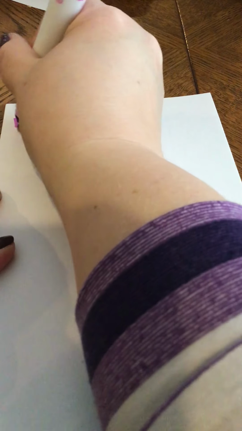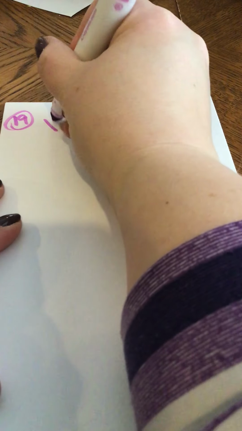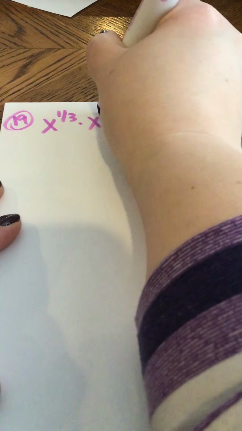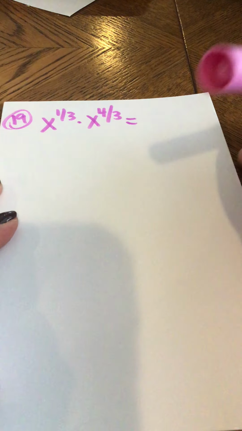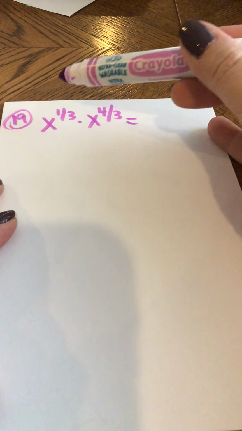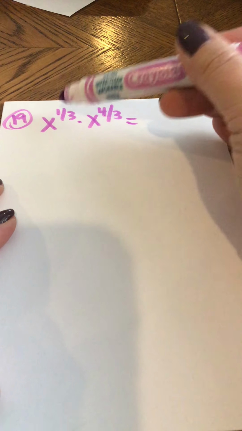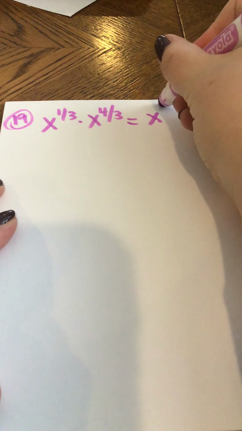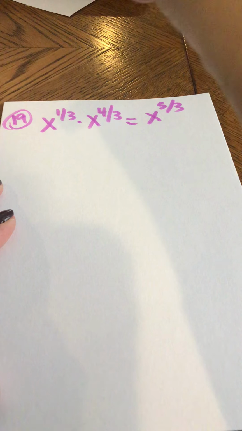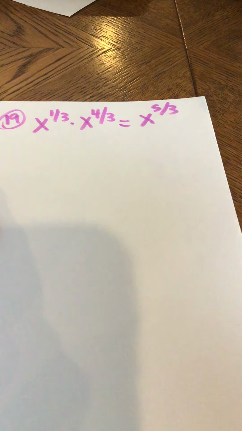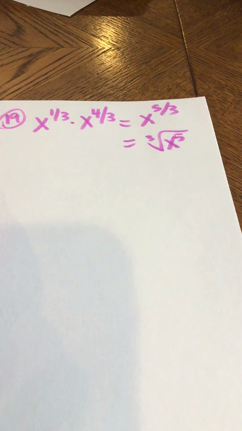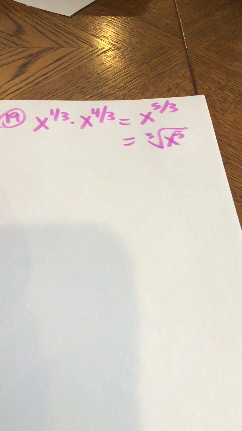So number 19 says x to the 1/3 times x to the 4/3. Well, we just said if you're multiplying, you add your exponents. So it's 1/3 plus 4/3, which is 5/3. And then we're supposed to rewrite it as a radical. So this would turn into a cube root of x to the 5th. We're just going to leave it like that. We're not going to simplify just yet. Most of the time, we're just going to simplify if there's a number inside.